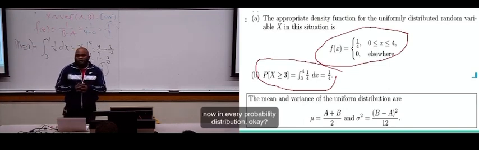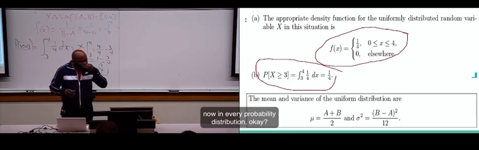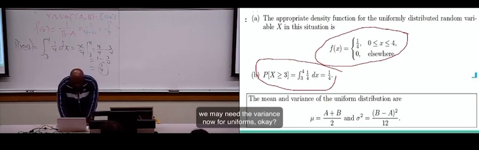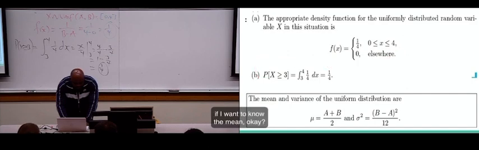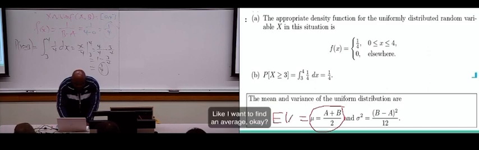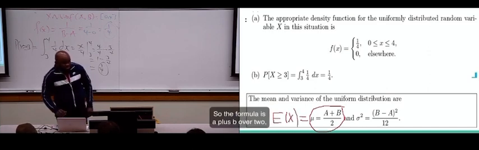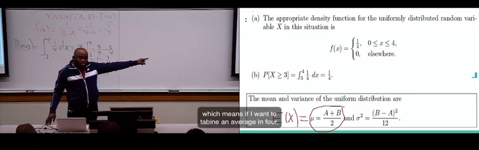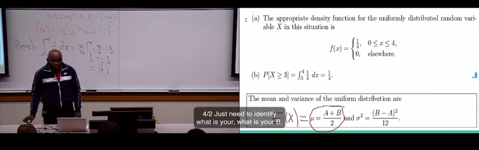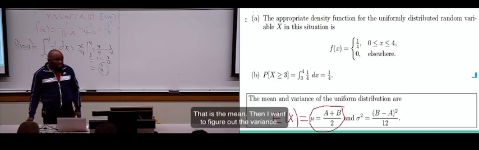Now, in every probability distribution, we may need the average, we may need the variance. For uniform, if I want to know the mean, this is the same thing as the expectation of X. Like I want to find an average with our probability distribution. The formula is A plus B over 2, which means for this, it's going to be 0 plus 4 over 2. All you need is to identify your A and your B. That is the mean. Then I want to figure out the variance.